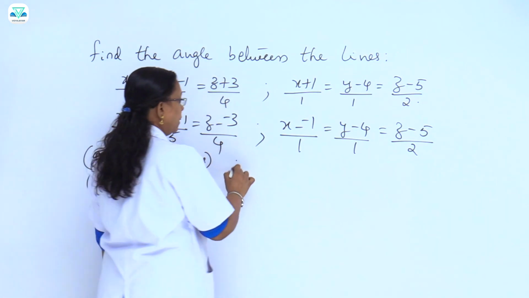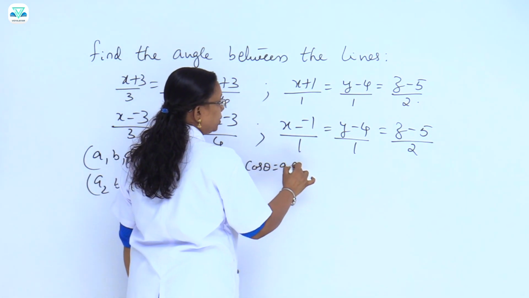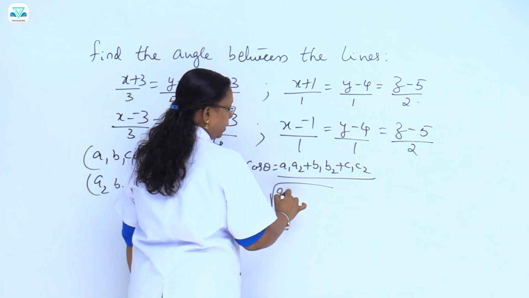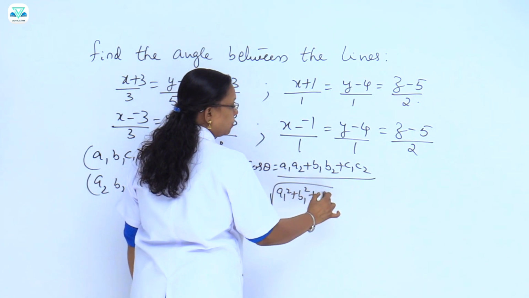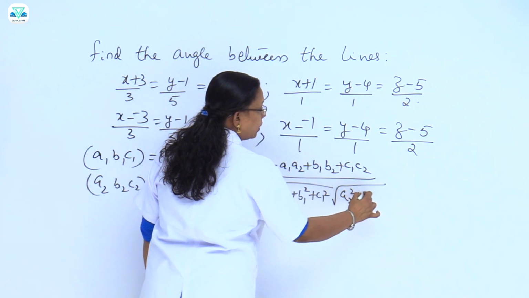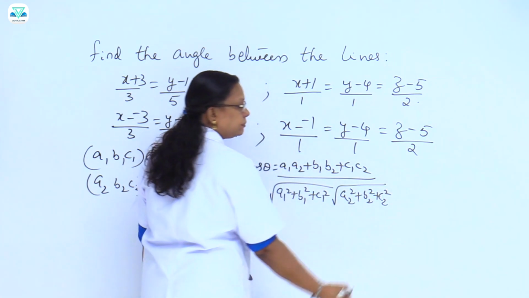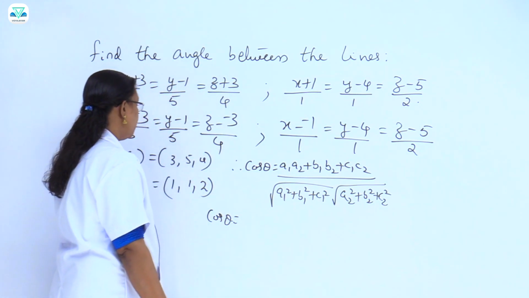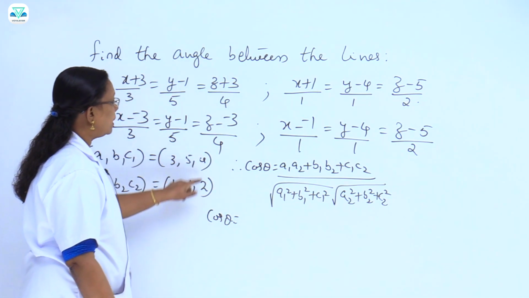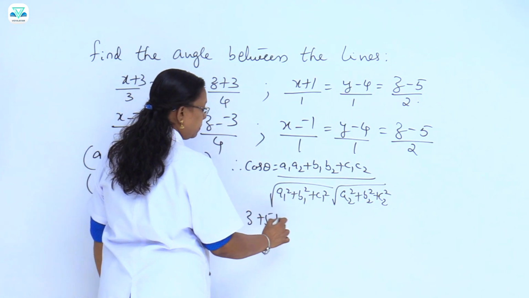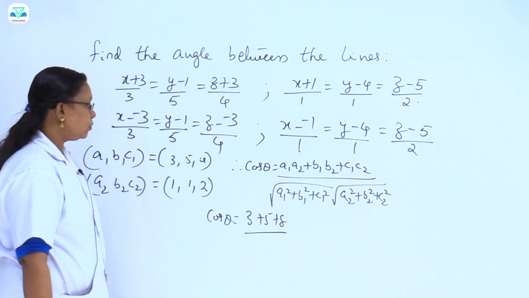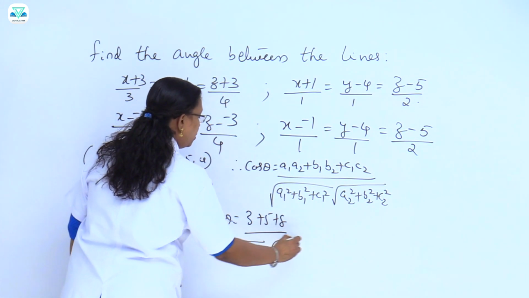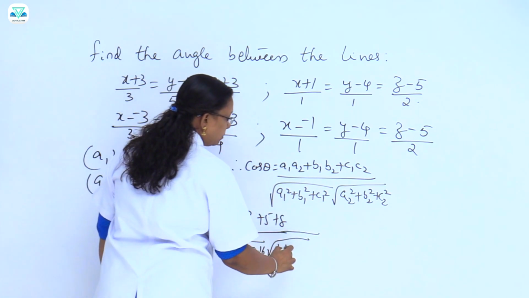Now, cos theta is equal to A1 A2 plus B1 B2 plus C1 C2 by root of A1 square plus B1 square plus C1 square into root of A2 square plus B2 square plus C2 square. Substitute here. So, cos theta is equal to 3 plus 5 plus 8 by root of 9 plus 25 plus 16 into root of 1 plus 1 plus 4.